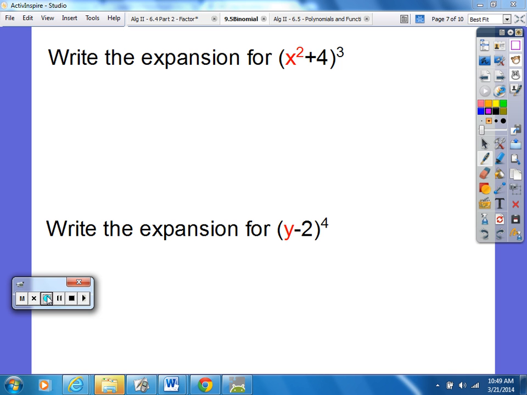For this problem, which means we are going to expand it completely. Now, you could write x squared plus 4, x squared plus 4, x squared plus 4, and FOIL it all together. But that's a lot of work, right?